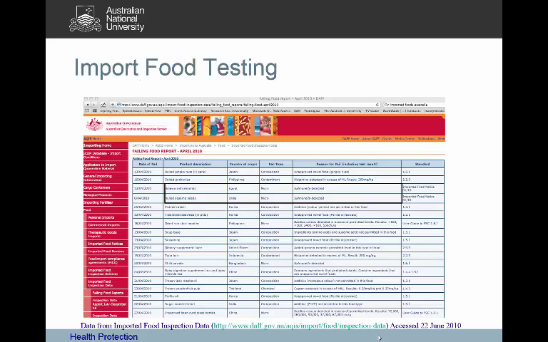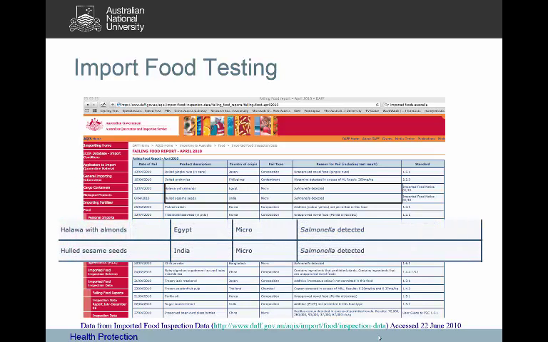And if we look at a report from the Department of Agriculture that was taken in 2010, but if you go and have a look at last week's, there'll be sesame seed products positive for Salmonella, and this is the list of all the foods that are positive in that particular month, April 2010, and you can see here I've zoomed in on those particular rows that halva with almonds and hulled sesame seeds from Egypt and India, both positive for Salmonella.